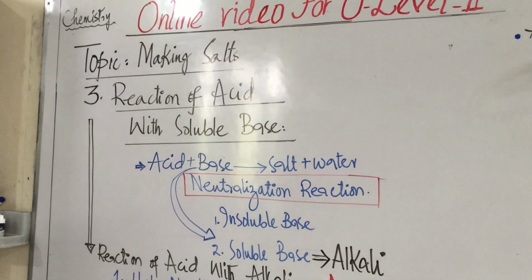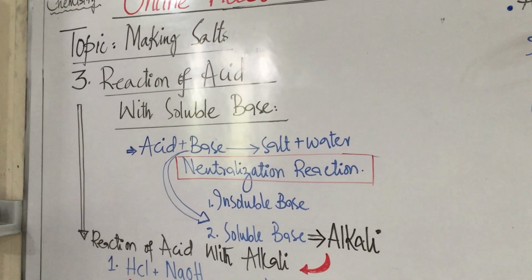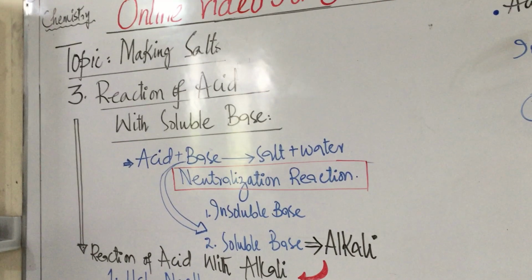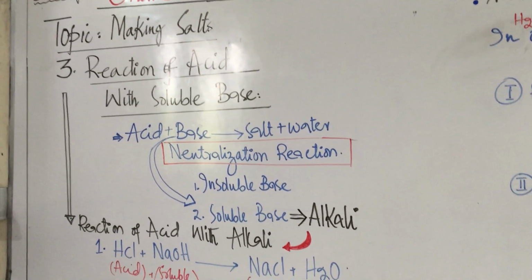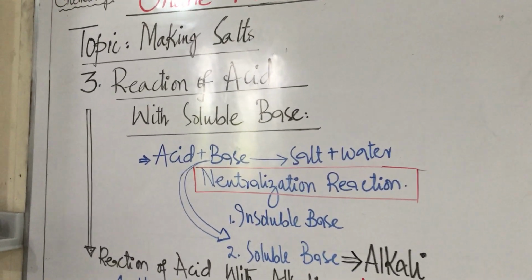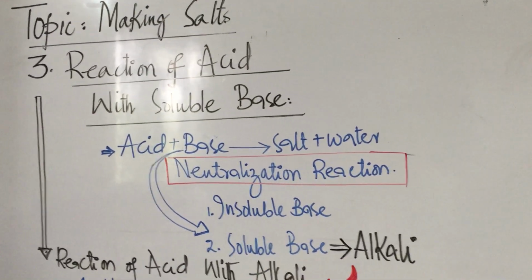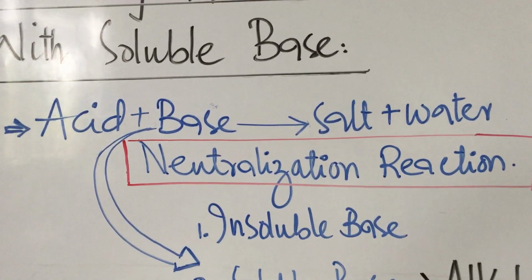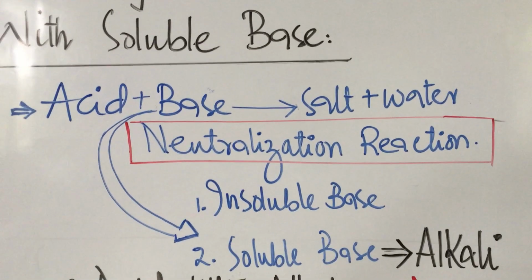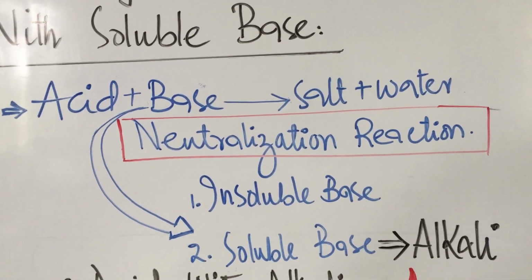Now girls, we are on the third type of reaction, that is the reactions of acid with soluble base. We have done the reactions of acid with metals, with insoluble bases. Now here we are going to discuss the reactions of acid with soluble bases. As you know, whenever we react acid with bases, they will give us salt and water, and this type of reaction is known as neutralization reaction.